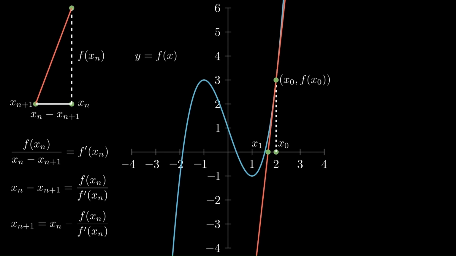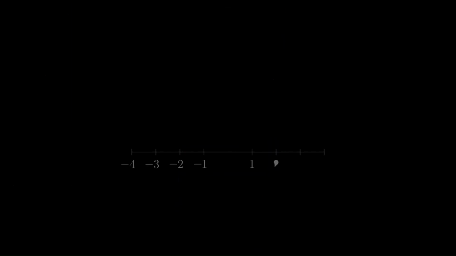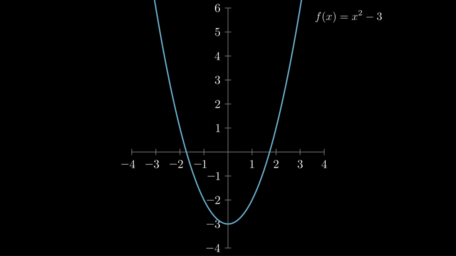For a more concrete example, take f of x equals x squared minus 3, so that finding the roots of f means finding the square roots of 3. We'll look for the positive one here. We'll start with a particularly bad guess, which is x0 equals 3. We get x1 equals 2, x2 equals 1.75, and already we're within a few hundredths of the true value of the square root of 3.